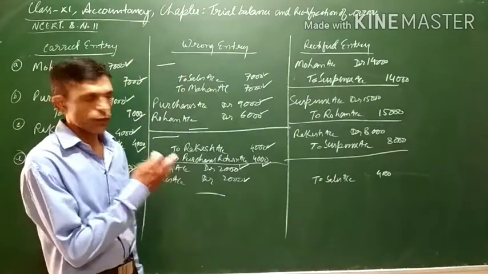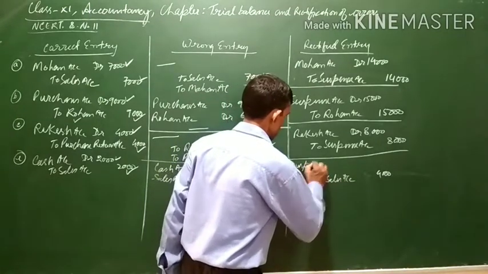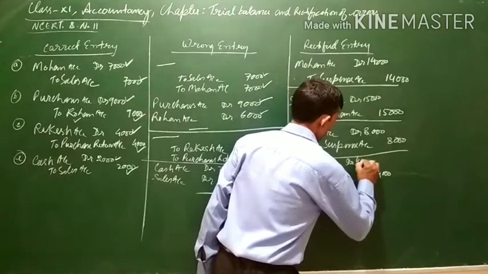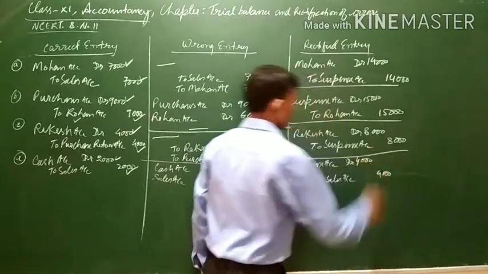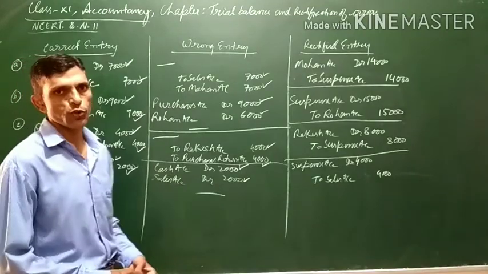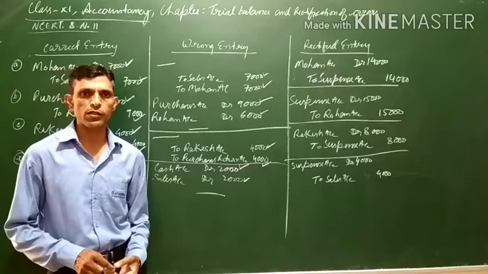So instead, the balance will be transferred to suspense account. Suspense account will be debited with the balance amount, that is 4,000. This is question number 11. Now in the next video we will solve some more questions, from the later part, whatever is left.